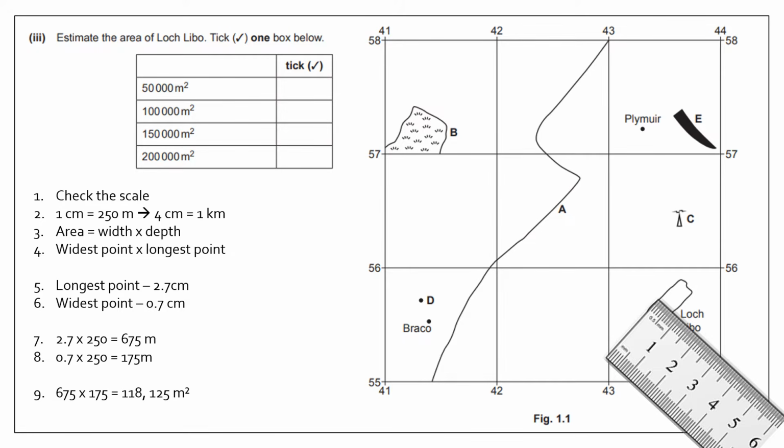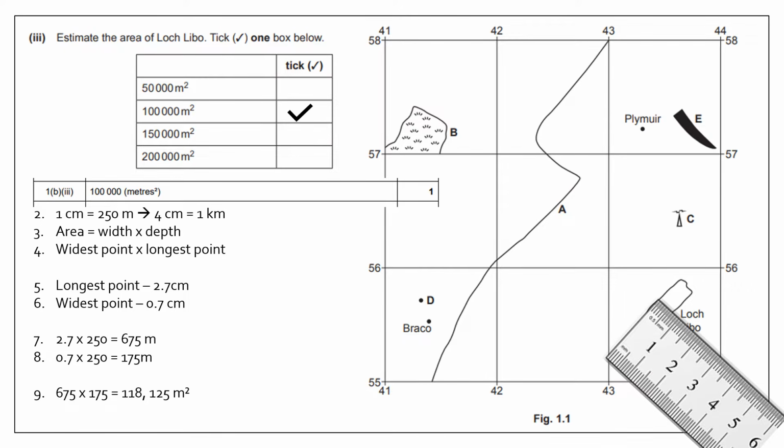118,125 metres squared. So that roughly falls closely to the 100,000 square metres, and that is my answer. So remember, if you've got to work out the area of a shape, widest point times longest point, and then whatever it is in centimetres, convert to metres, and times them together.